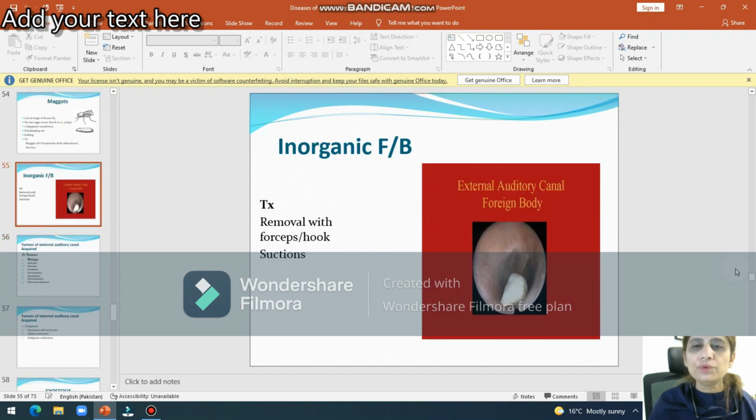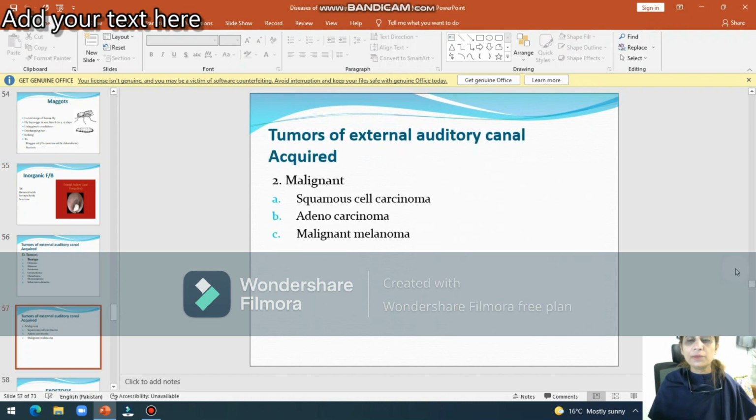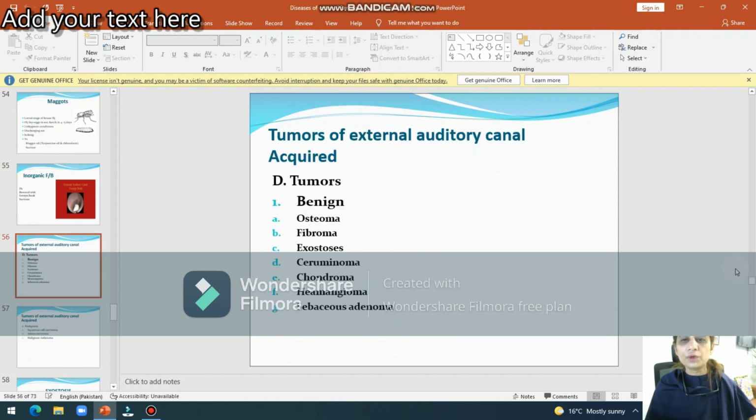It comes to you if someone has already tried to remove the foreign body and it has been unsuccessful, so the child will be uncooperative. So you will remove the foreign body under general anesthesia to prevent any injury to the tympanic membrane, because the child is not cooperative and it will be difficult to remove the foreign body.